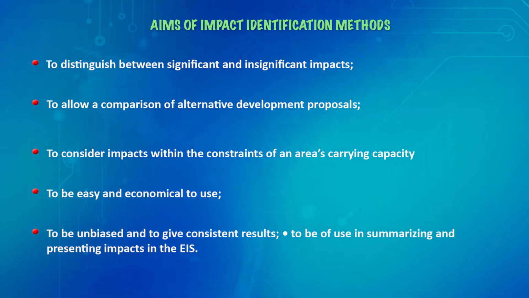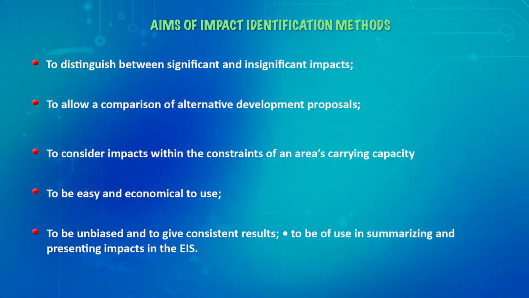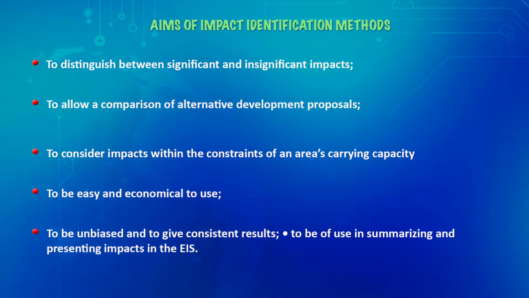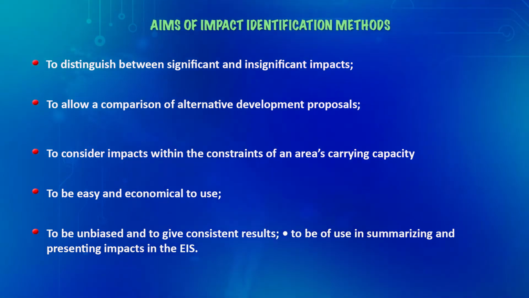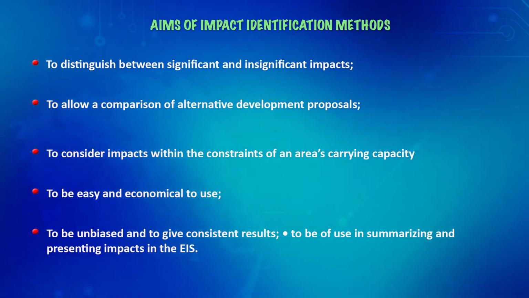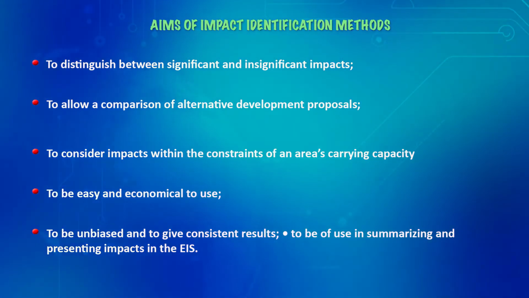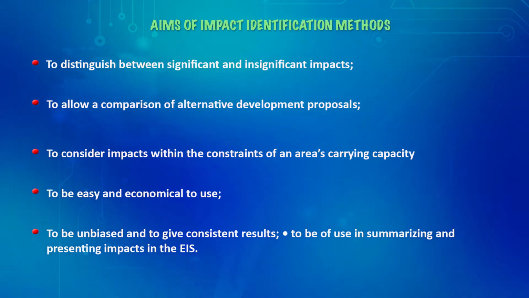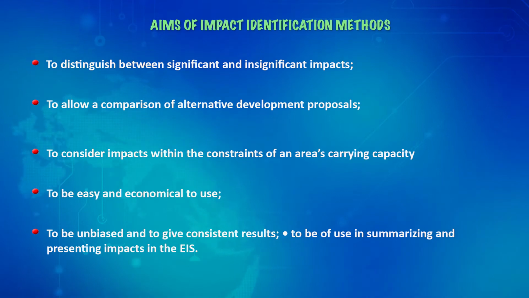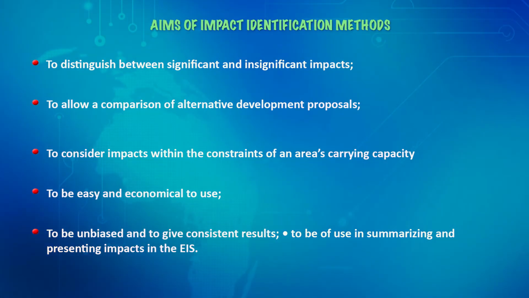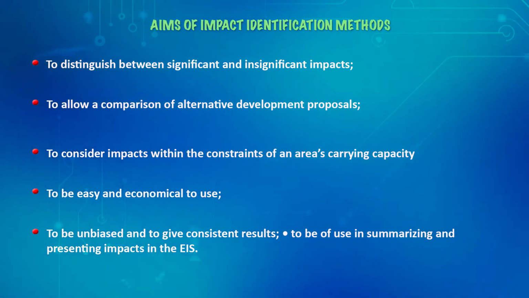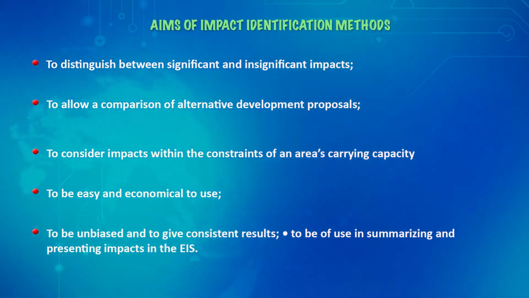And the next one is that these methods, whatever we are talking about, should be easy. It should be economical in use, and very importantly, it should be reproducible. It is the most important thing, because along with simplicity, it should have more reproducibility, and definitely the integrity aspect has to be maintained as well. Integrity means that these methods should be unbiased in nature, and should give consistent results. That is the meaning of reproducibility. And definitely all these things will be summarized in the environmental impact statements.